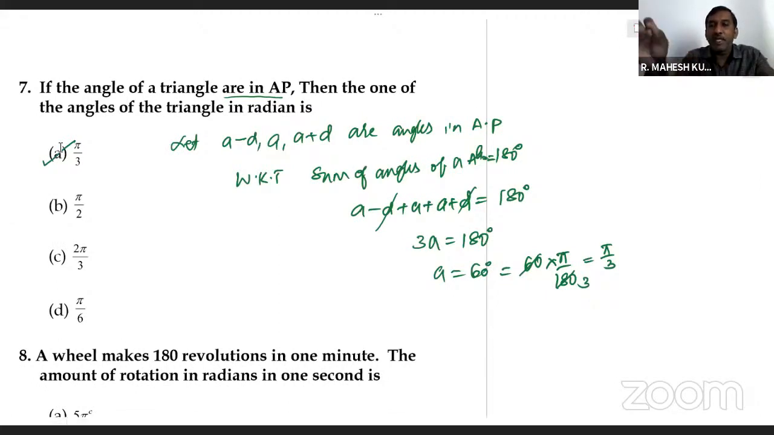So if you simplify that, 3A becomes 180 degrees, A becomes 60 degrees. 60 degrees, when you convert to radian, pi by 3 comes. So when you are converting a degree into radian, multiply by pi by 180.